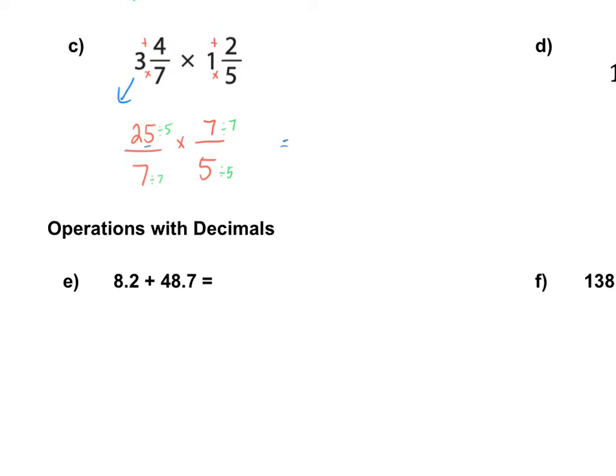So 25 divided by 5 gave me 5. 7 divided by 7 gave me 1. 7 divided by 7 gave me 1. 5 divided by 5 gave me 1. Now I'm just going to multiply across, and I get 5/1, which equals 5.